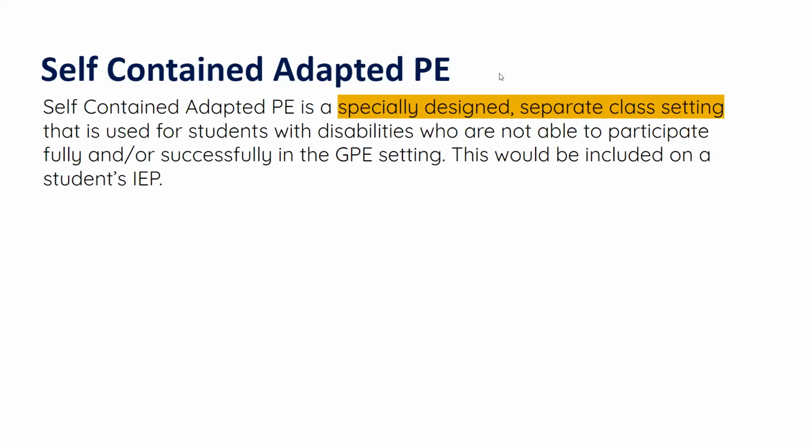Yeah, there we go. And then kind of our most restricted environment as far as PE is concerned is the idea of self-contained adaptive PE. So this is specially designed. This is a separate class setting, and it's for those kids who are not able to participate fully or successfully in the general physical education setting. So this might be a small class of only students with disabilities who need adaptive PE services, as opposed to offering something in parallel with the general PE, or doing just adapted PE along with the general PE. So this is our most restrictive physical education option there.